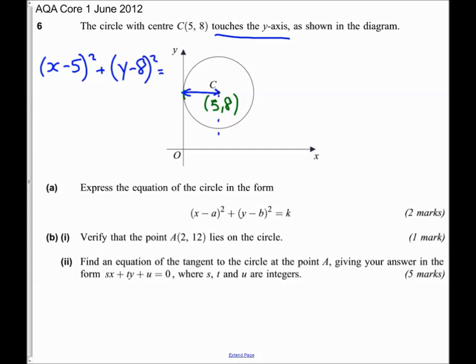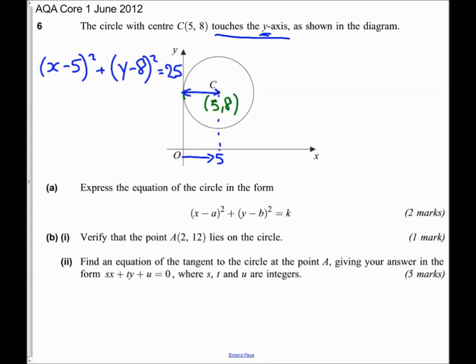And don't get confused by the fact that it's talking about y values, because actually the radius is how far I'm going along the x-axis. So you can say I'm going 5 along the x-axis, so this is equal to 5 squared, because it's equal to my radius squared, so equals 25.